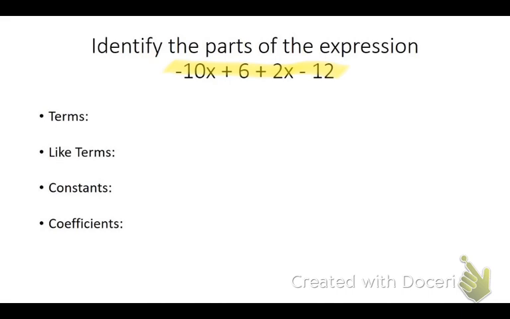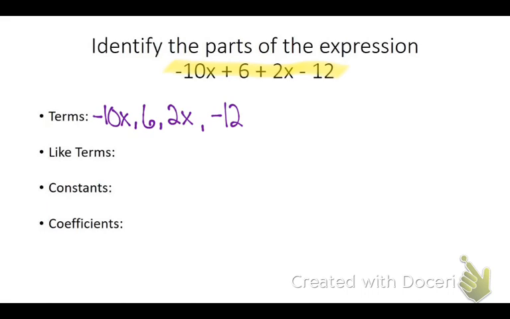When we're identifying the terms, what do I put in between each term? I put a comma. If it's positive, do I have to put a plus sign? No. But if it's negative, I need to put a negative sign. So here we go. Let's list them together: -10x, 6, 2x, and -12. All right, did you write that?